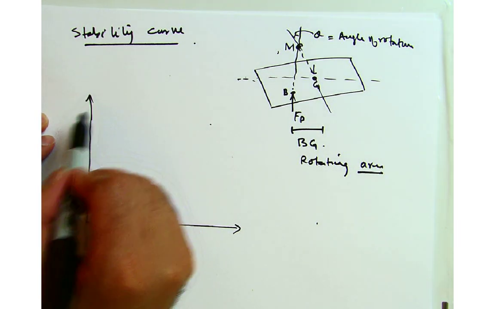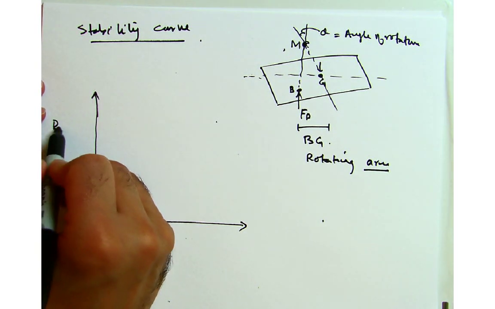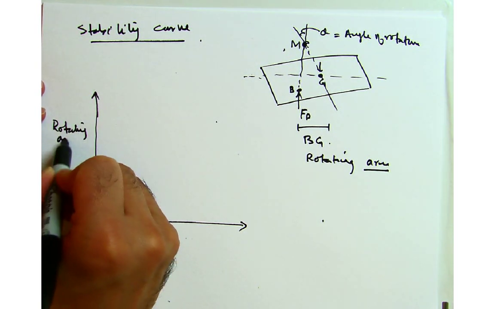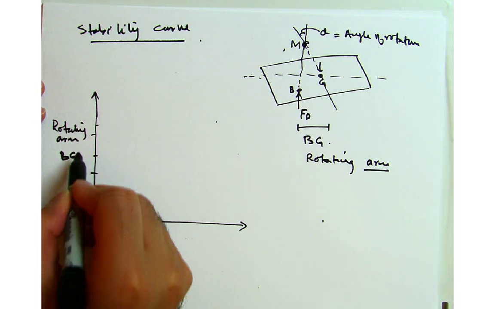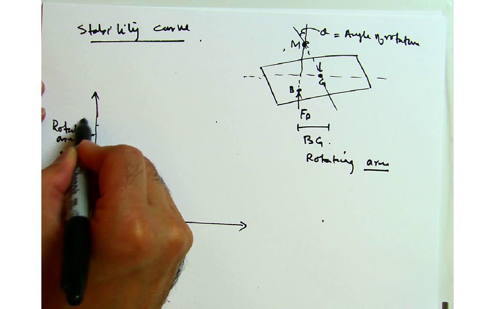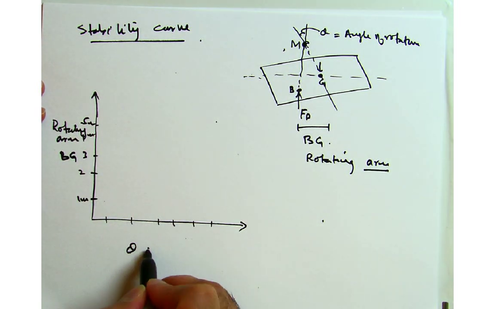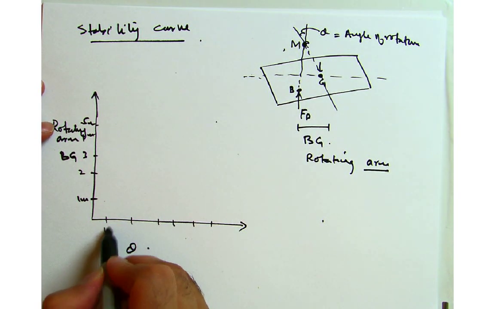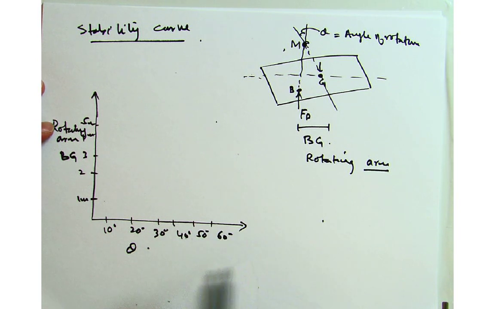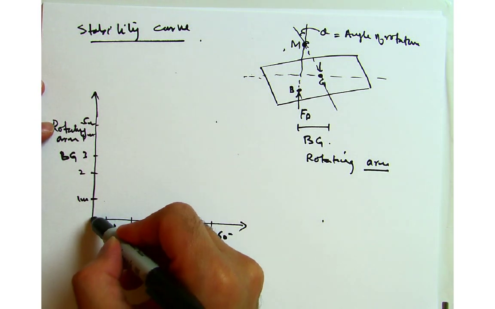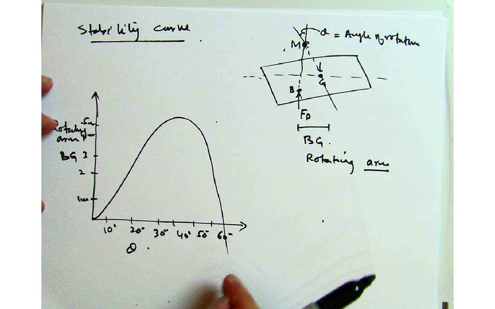This is not the exact curve, but something similar to this you might see in literature. So rotating arm, which is BG, and again you can have it in meters, so 1 meter, 2, 3, 4 meters, 5 meters, and so on. And then on this axis we have the angle of rotation, theta, so 10 degrees, 20 degrees, 30, 40, 50, 60, and so on. So the curve actually will look something like this. You will have initially a gradual change, and then it will be a steep drop.